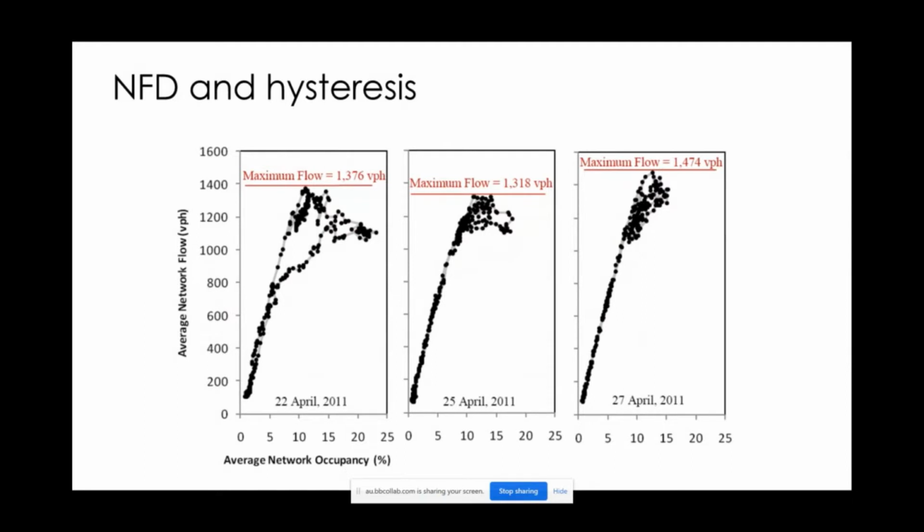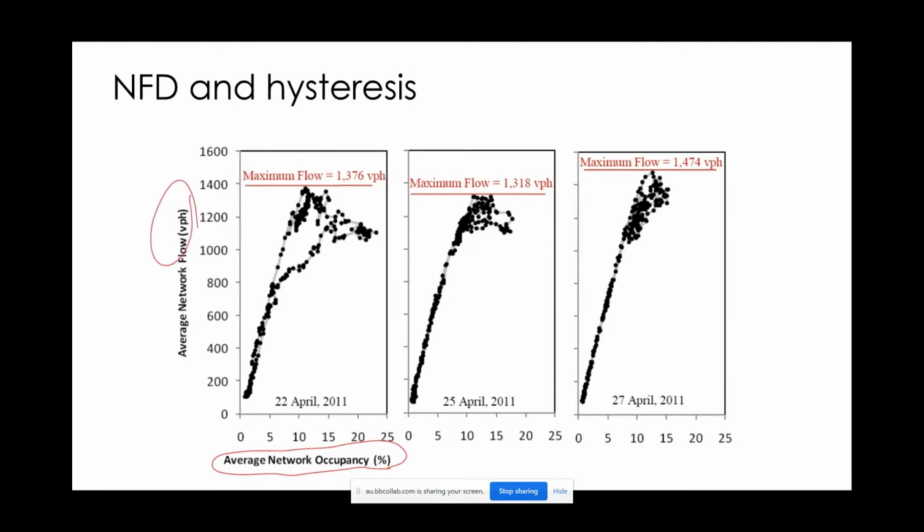I can't remember, I think this is either Portland or Chicago. Sorry, I can't remember which city this was relating to among the three cities that I looked at. But these are some empirical MFDs, and you can see them for different days. Obviously I have average network occupancy because loop detectors do not give us direct measurement of density. They give us occupancy. But I could get flows from the loop detector.